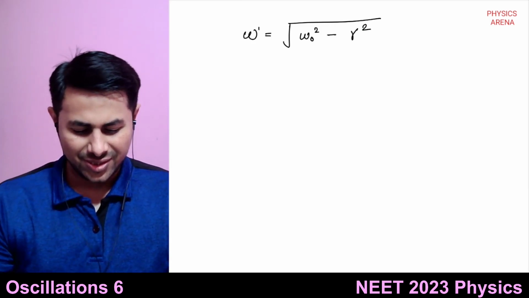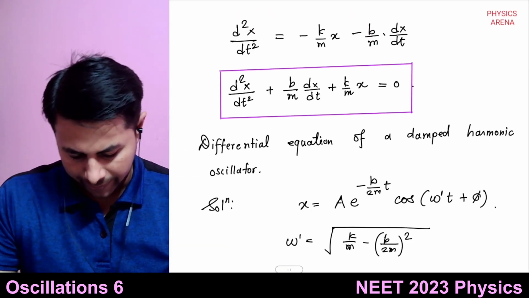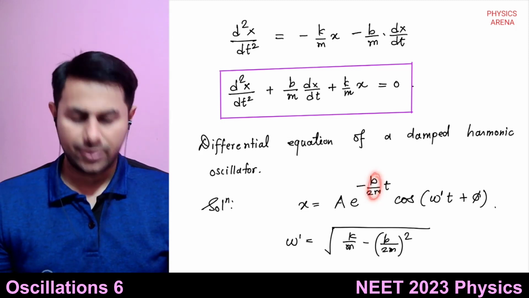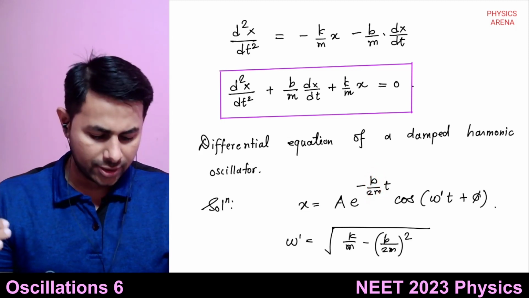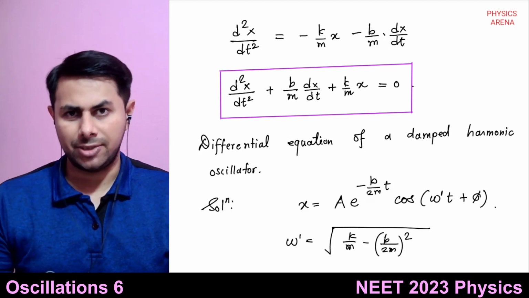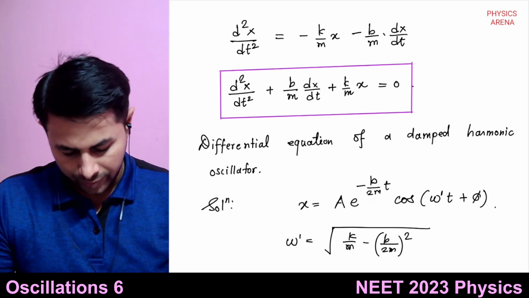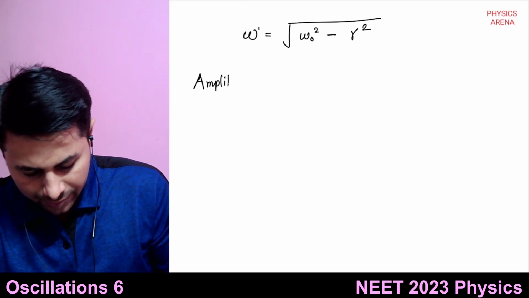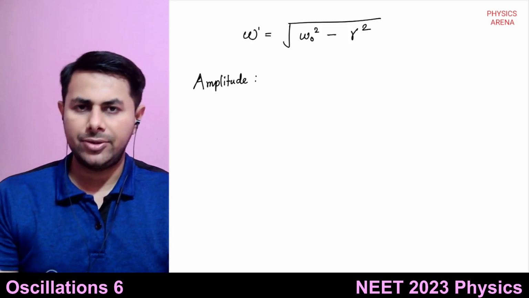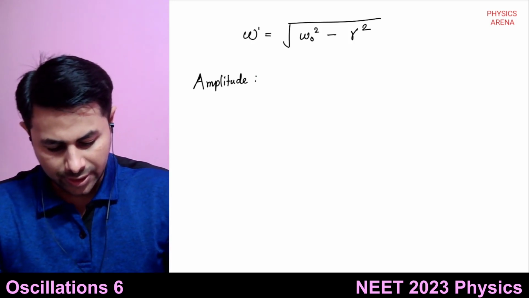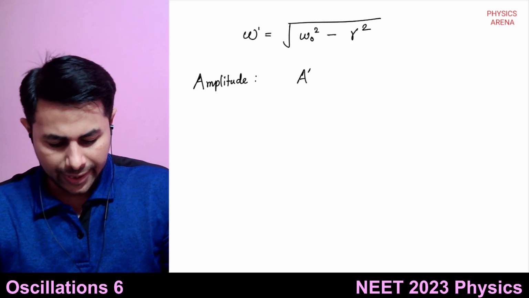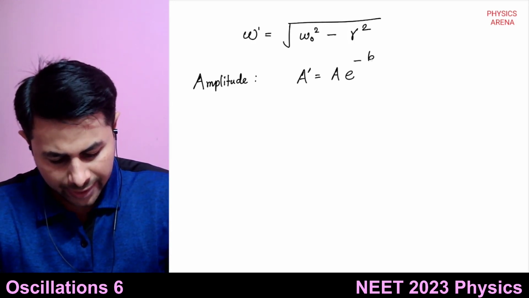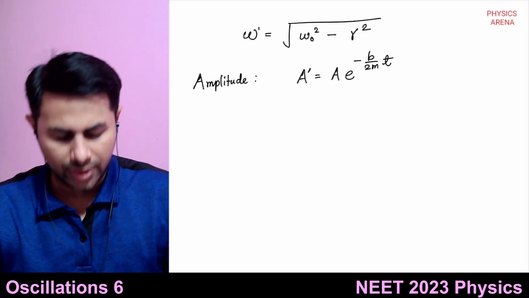Okay, so what is this b upon 2m? B upon 2m is the factor with which these oscillations go on decreasing with respect to time. If we think about the amplitude of these oscillations, amplitude is not constant now. Amplitude is given by what? A dash is equal to a multiplied by e raised to minus b by 2m into t.